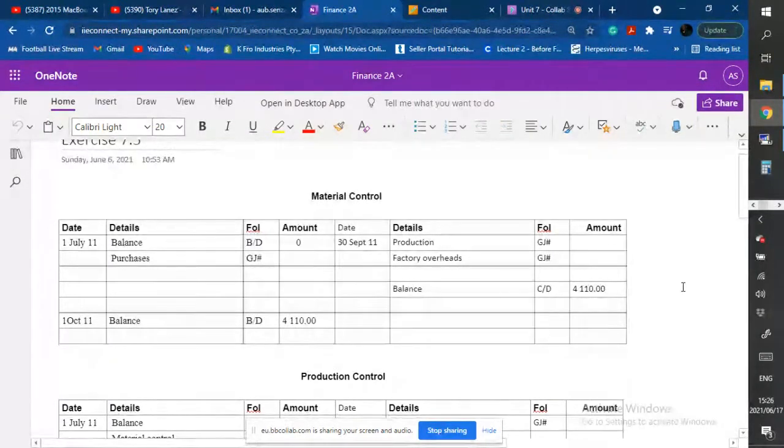Then we go to factory overheads are applied to jobs based on machine hours. Right now I'm actually circling and highlighting that machine hours, because that is the basis on which overheads are applied. Then it goes on to say budgeted overheads were 800,000 rand, sorry.